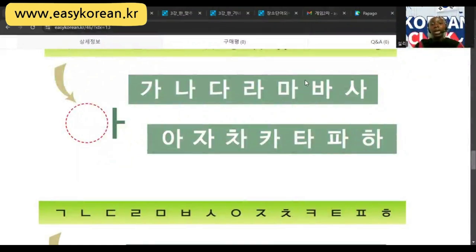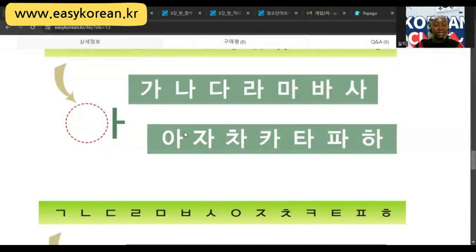And the next one, we have bieup. Bieup and a is pronounced ba. And the next one is siot. Siot and a is pronounced sa. And the next one, we have the a itself.